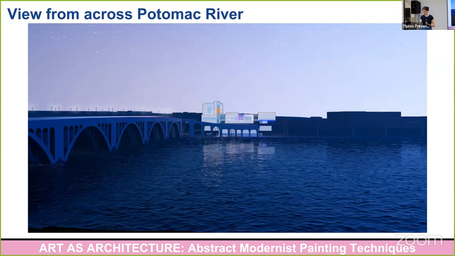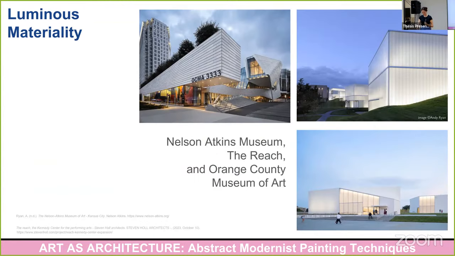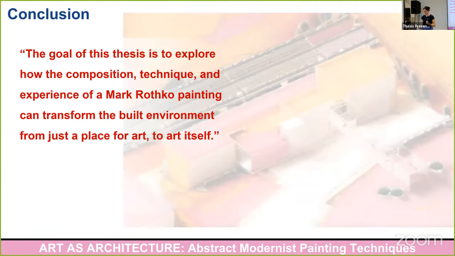This view again shows the luminosity and acts as a glowing beacon from across the Potomac River. It's also an instance of dramatic scale against the flat Georgetown skyline, like how Rothko liked to display his work. And finally, here are some more examples of exactly how this semi-opaque milky glass material will look, with mullions and without much fenestration. This material choice shows simplicity, restraint, transparency, luminosity, and allows for lots of indirect daylighting.